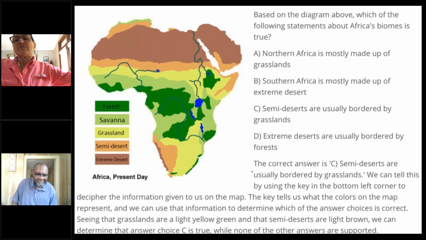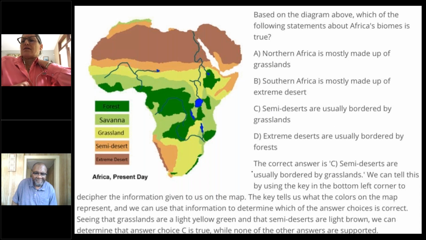Southern Africa. So now we're down to Southern Africa. That's semi-desert, isn't it? Yeah, semi-desert. What else is Southern Africa all about? I see a little. Go ahead. Grassland. Yep. Yes, and maybe some forest. So it's not mostly made up of extreme desert. It's got a little bit of extreme desert. So B is not true.